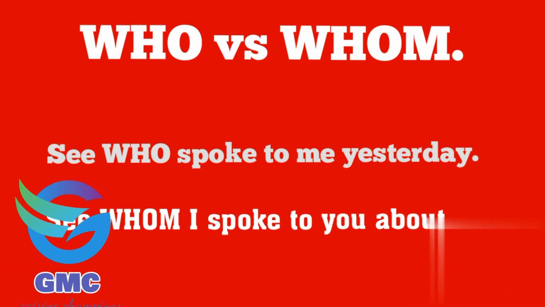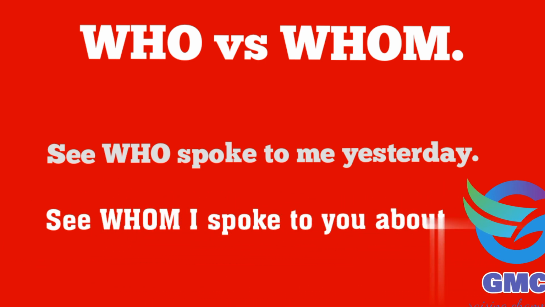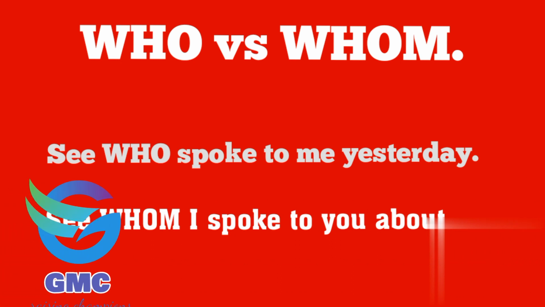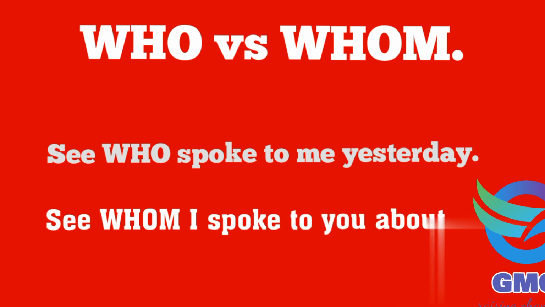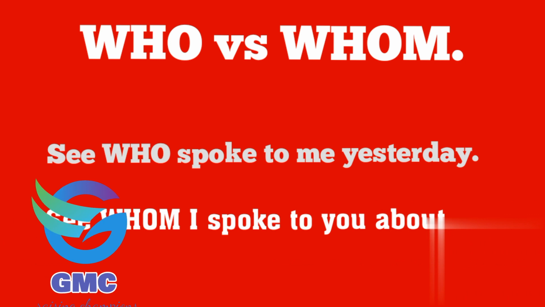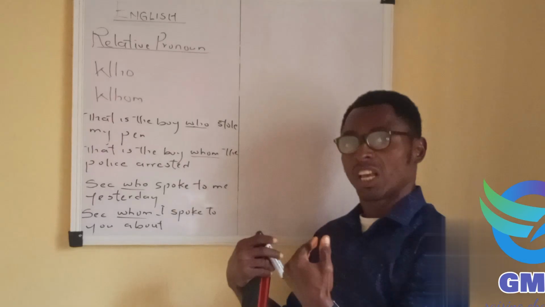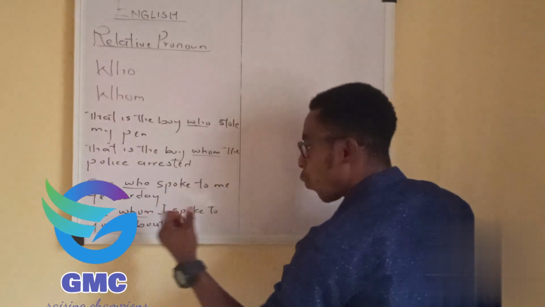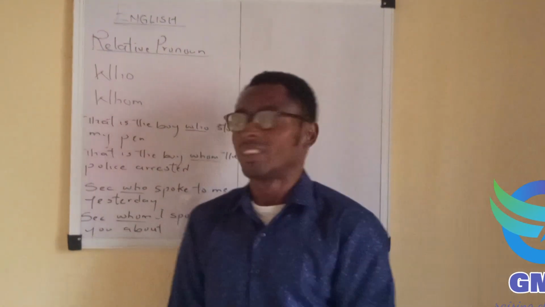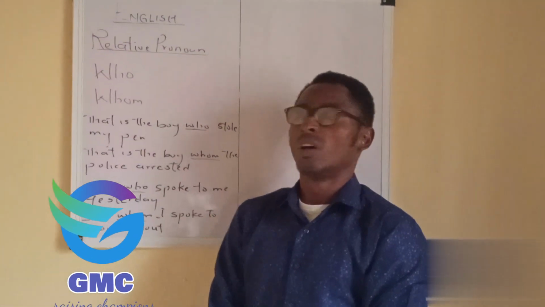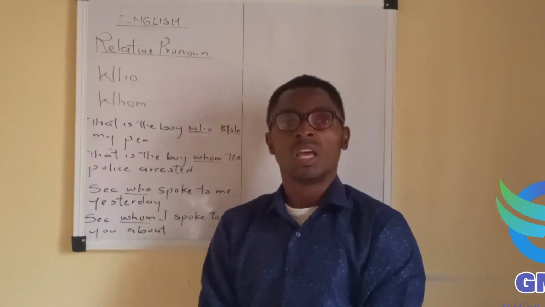But look at this. See whom I spoke to you about. Now, the person is not performing an action in this case. Instead, the person received the action I performed. See whom I spoke to you about. That is the proper way to use the relative pronouns who and whom.